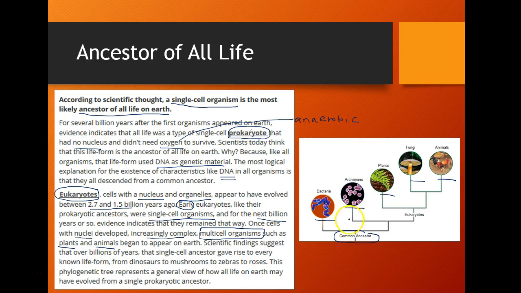And obviously from this phylogenetic tree, you should see that we all came from one place. Scientists believe that we all came from one place, but then diverged from there. So here you can see that this is where the eukaryotes would begin developing. These two right here are prokaryotes.